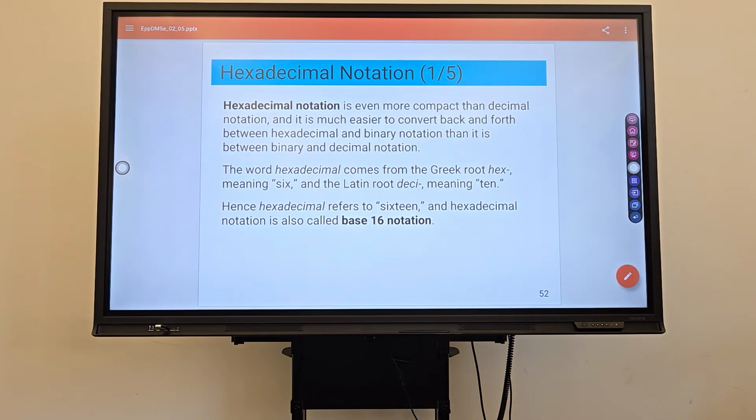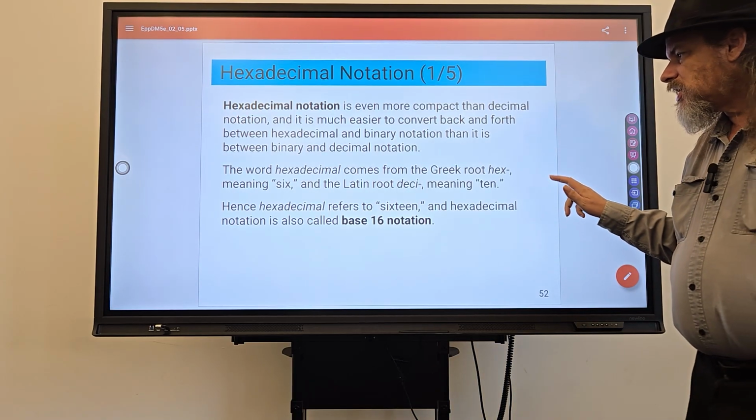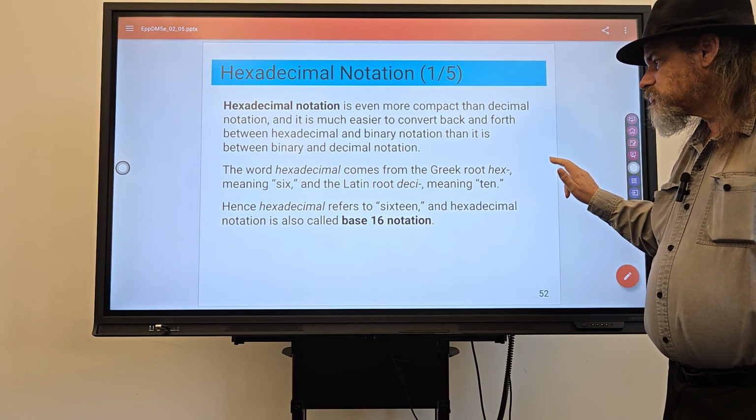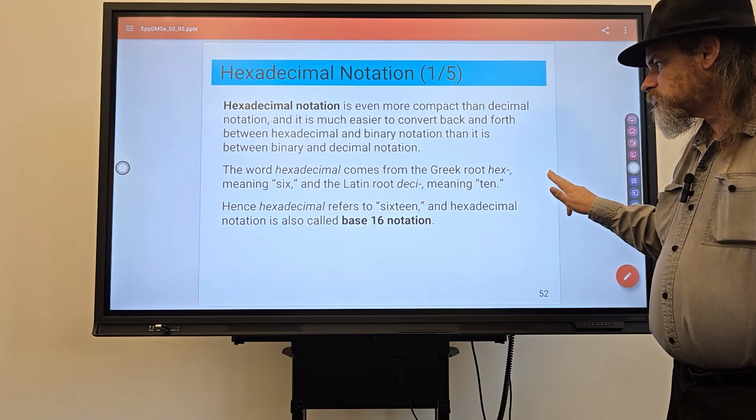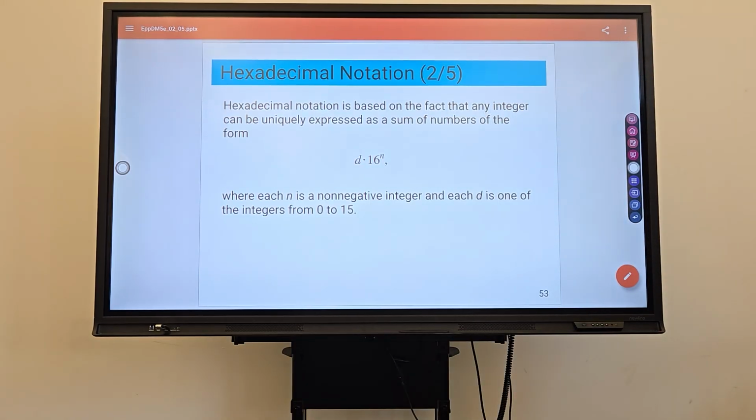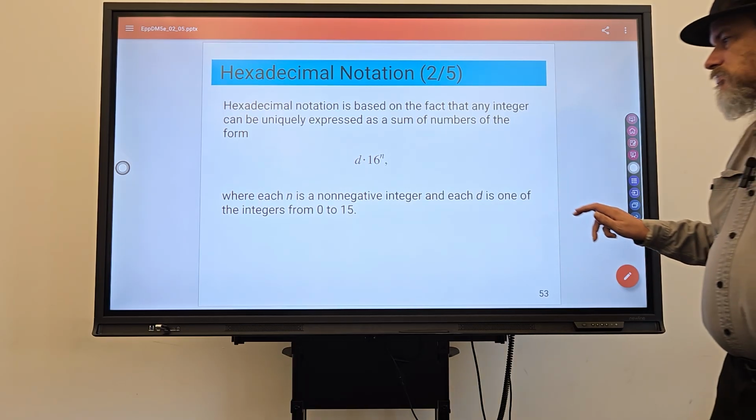It is base 16, hex and decimal, hexadecimal. So hexadecimal notation is based on the fact that any integer can be uniquely expressed as the sum of numbers of the form d times 16 to the nth power, where each n is a non-negative integer and d is one of the integers from 0 to 15.